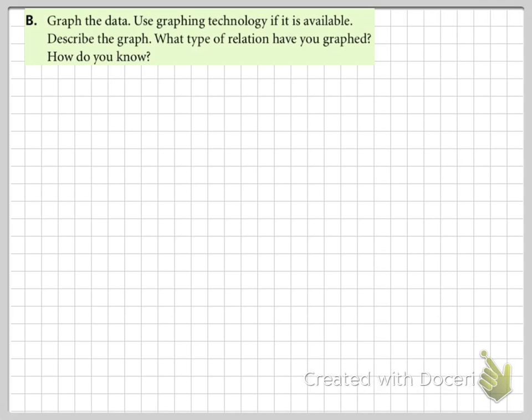Well, we're going to graph this data. We can do it on graphing technology, or we can do it on pencil and paper. I'm going to do it on pencil and paper, of course. What you're going to see is that the number of tables is going to be on the horizontal axis, the x-axis. The number of chairs is going to go on the y-axis. If you plotted those points, the first one, as you can see, is when x is 0, y is 32, or 0 tables, 32 chairs.